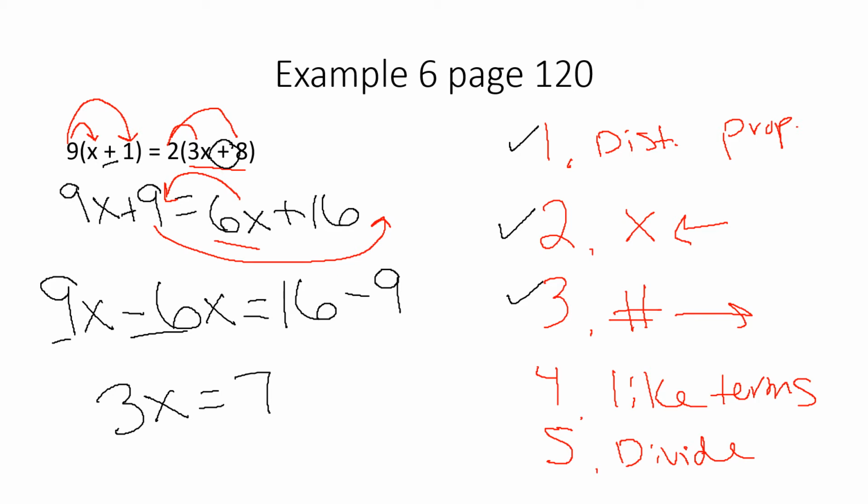And now we are going to check our steps. We used distributive property. We did that. We moved all of our x's to the left. We moved all of our numbers to the right. We added our like terms. Now our last step is going to be to divide.